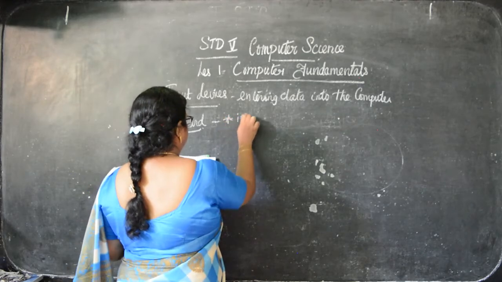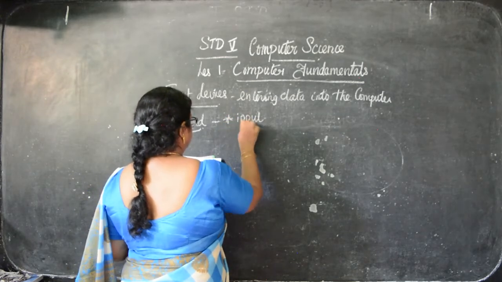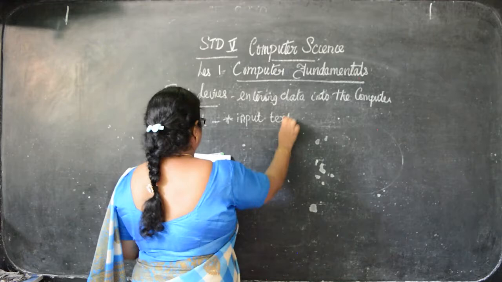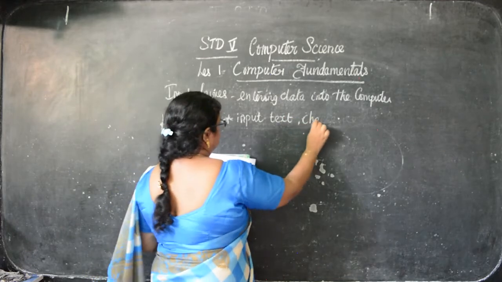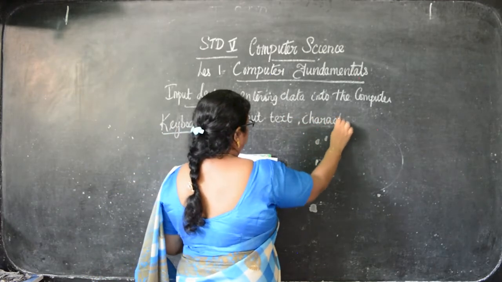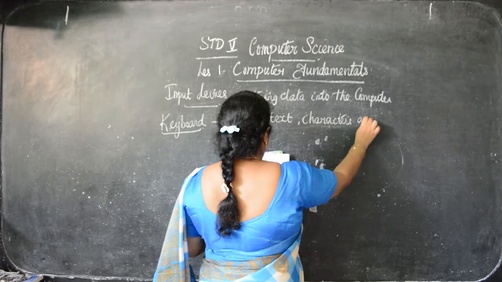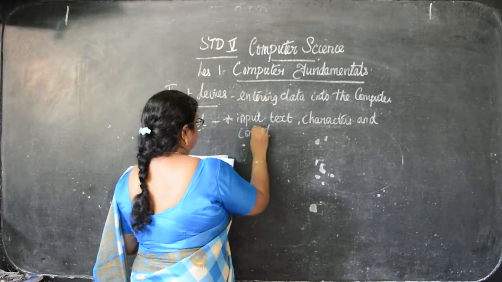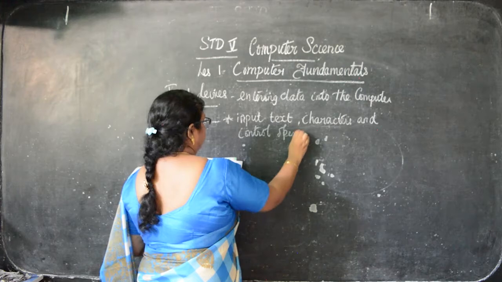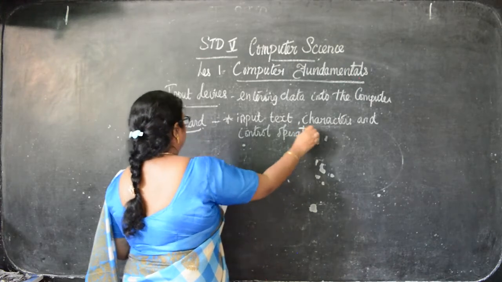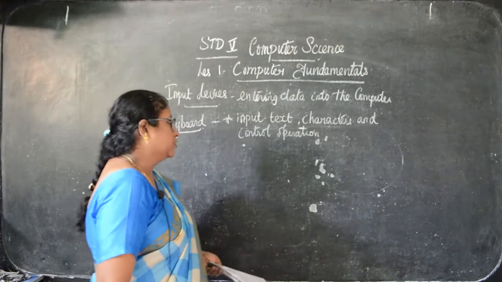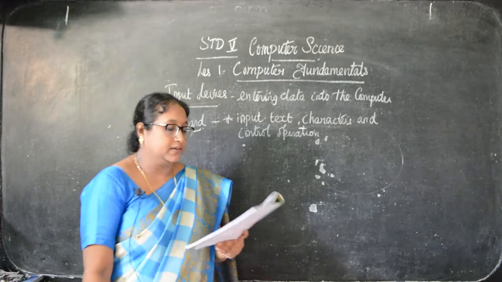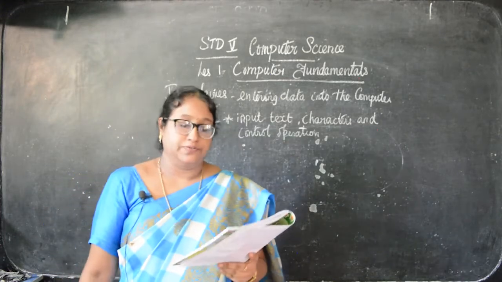To input text, characters, and control the operation of the computer. Okay, children, what is this keyboard used for? First point: input the text, characters and control the operation of the computer.